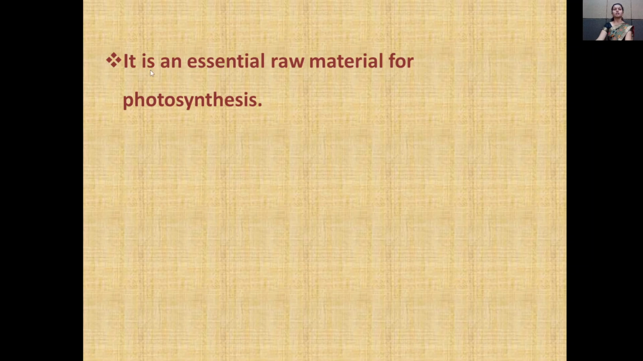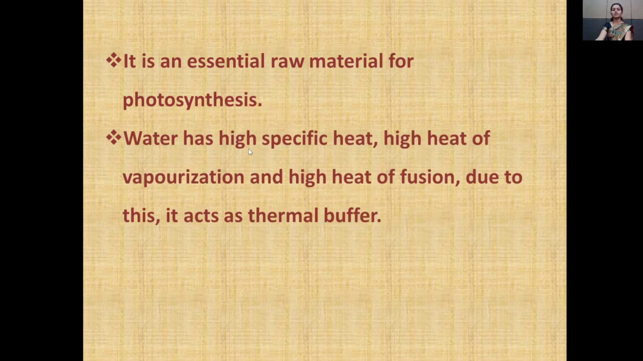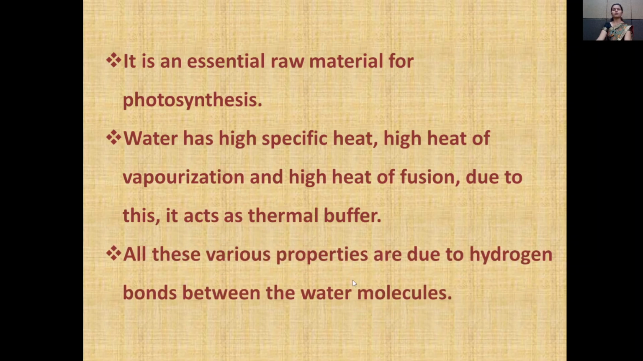Next, properties of water. It is an essential raw material for photosynthesis. In the photosynthesis process, with the help of water, plants make their own food material with the help of sunlight, carbon dioxide and also water. This process is called photosynthesis. Water has high specific heat, high heat of vaporization and high heat of fusion. Due to this, it acts as a thermal buffer. All these various properties are due to hydrogen bonds between water molecules. Between water molecules, that is between hydrogen and oxygen, there are hydrogen bonds. Go to the next slide.